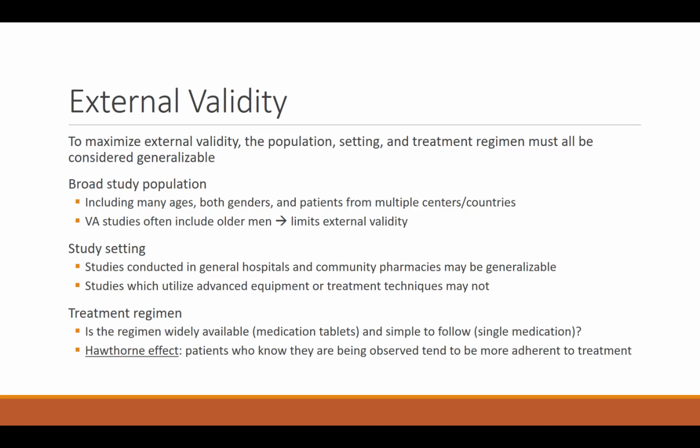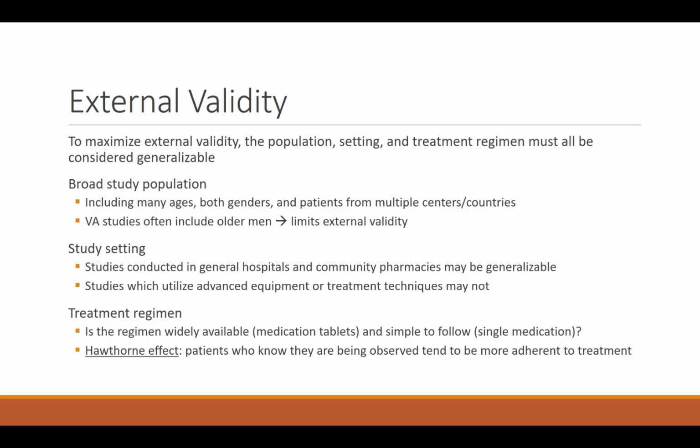Now let's talk about external validity. To maximize external validity, the population, setting, and treatment regimen must all be considered generalizable. Having a very broad, non-specialized population, treatment environment, and actual intervention must be able to be used in a lot of different settings and a lot of different populations. To maximize external validity, we would probably want a broad study population in which we'd include patients of many ages, many genders, and ideally patients from multiple centers in multiple countries. That way you know that your treatment is very broadly applicable and will have high external validity.